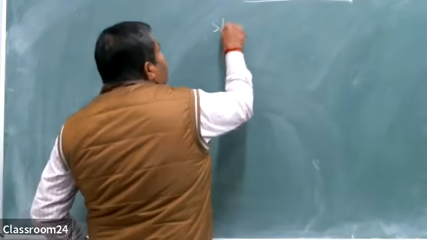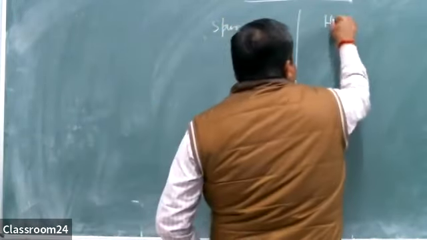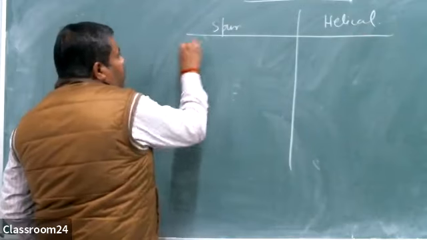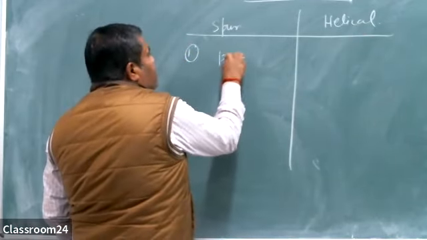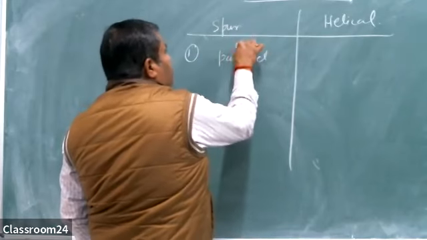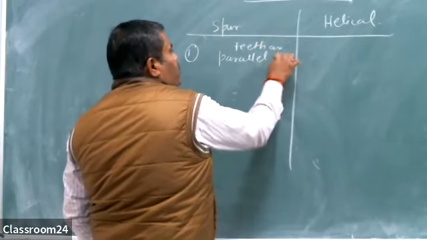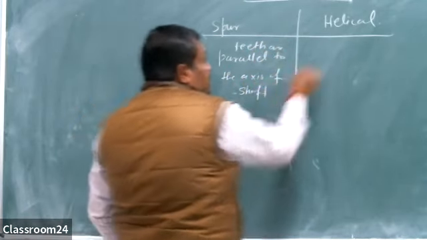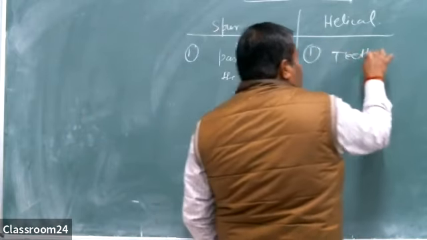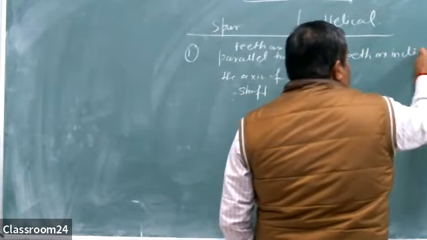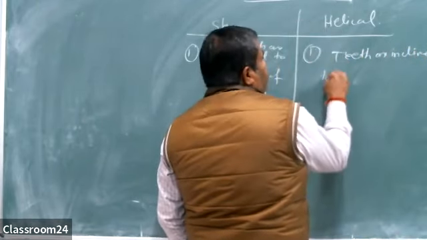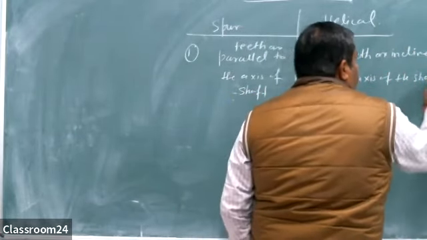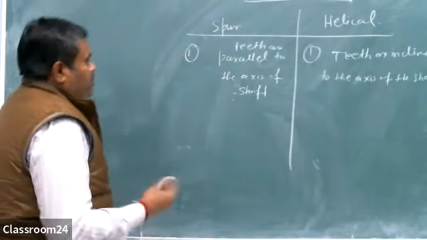I am making two columns. First is spur, second is helical, so that the differences can be understood. The first difference is that in a spur gear the teeth are parallel to the axis of the shaft, while in a helical gear the teeth are inclined to the axis of the shaft. Okay, so this can be understood.